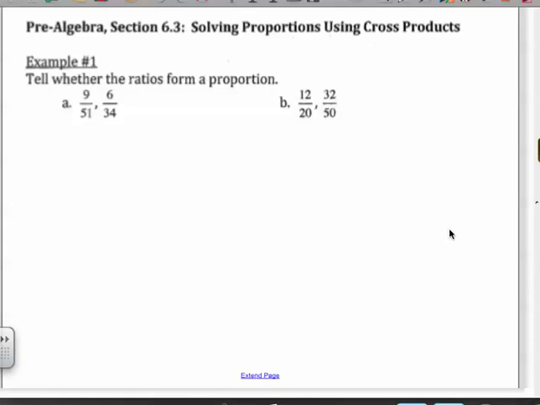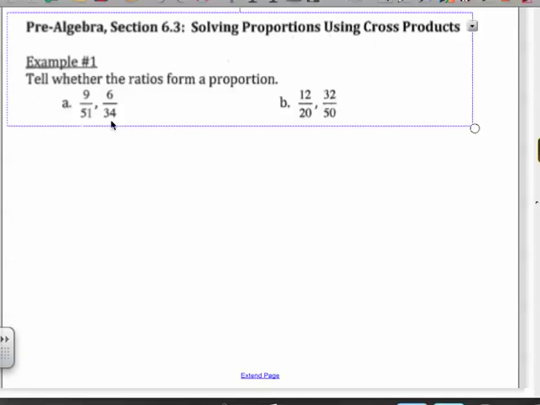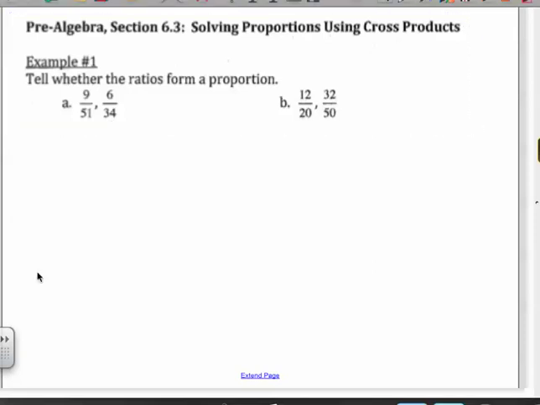Ross, it asks us, tell whether the ratios form a proportion. You know what? A proportion is two equal fractions, right? And if I cross multiply them, I get two things that are equal to each other. So if they're asking me, are these two ratios a proportion? Here's what we want to do.